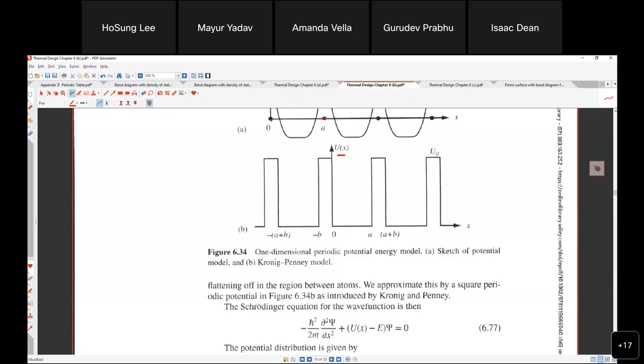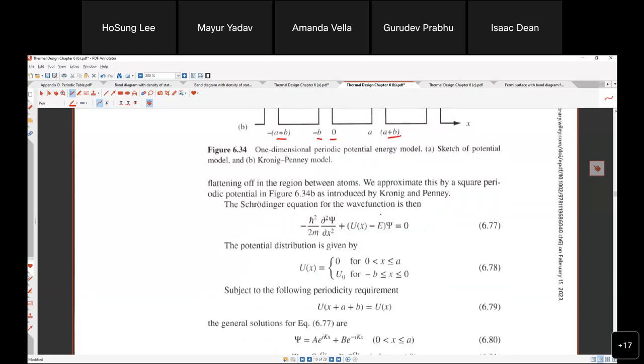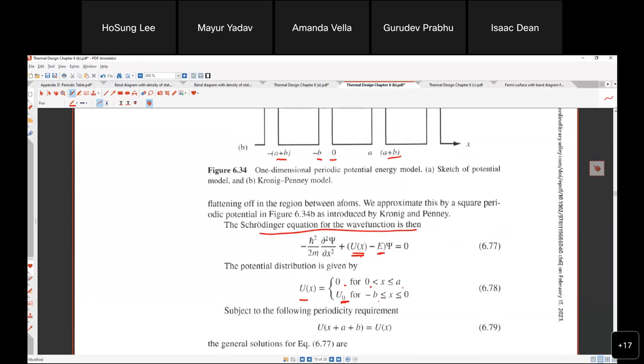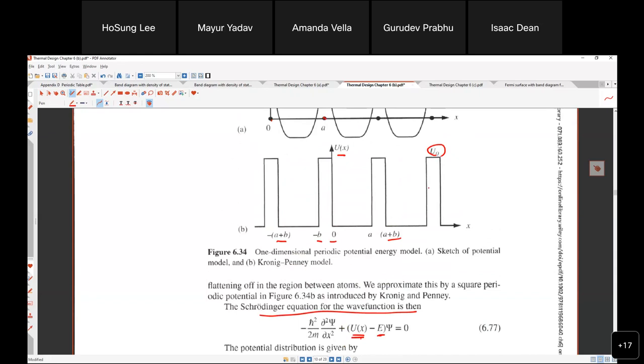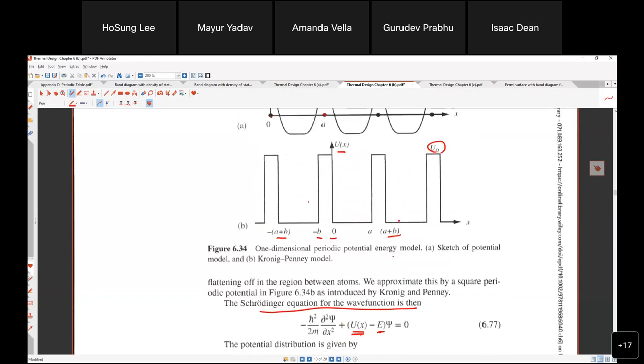Height is U. The distance A, A, B, A, A, B, and then using the Schrödinger wave equations, including the potential. This is the energy we discussed before. The energy between zero and A is zero, and between B and minus B it is U naught, some certain value. So it is zero or U naught depending on X.